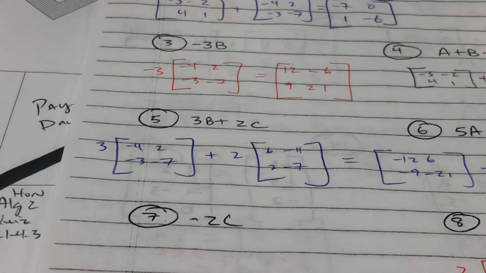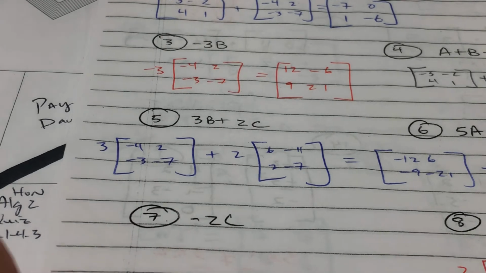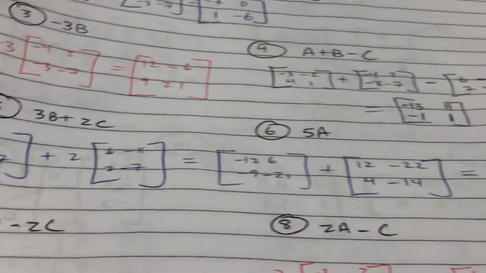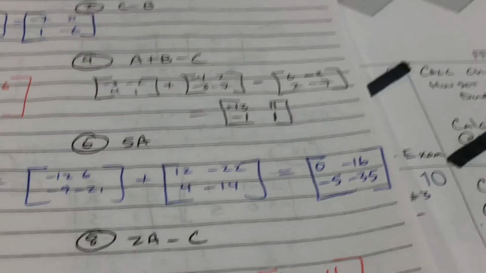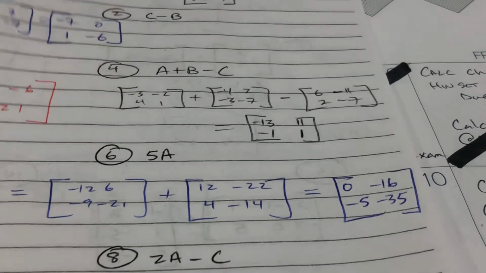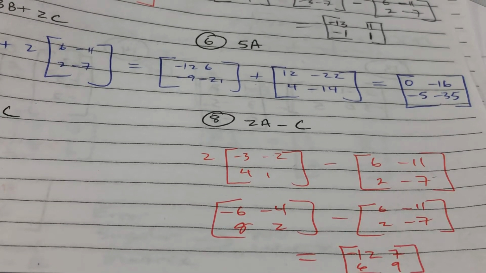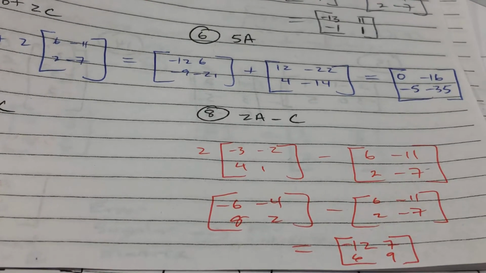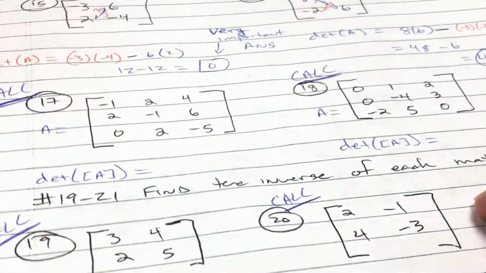All right. 5, 3B plus 2C. I'm going to take B, multiply everything in it by 3 first. Take C, multiply everything in it by 2, then add the two matrices together. All right, then let's take a look at 8. I'm going to double everything in A, and then subtract matrix C. No actual calculator needed there.